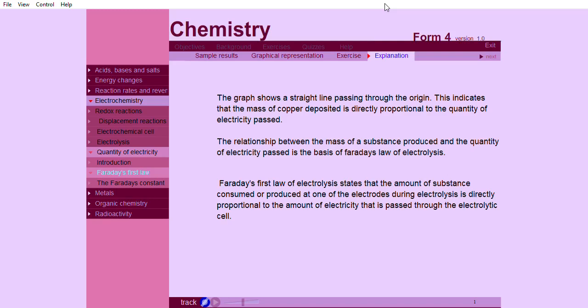The relationship between the mass of a substance produced and the quantity of electricity passed is the basis of Faraday's law of electrolysis. Faraday's first law of electrolysis states that the amount of substance consumed or produced at one of the electrodes during electrolysis is directly proportional to the amount of electricity that is passed through the electrolytic cell.